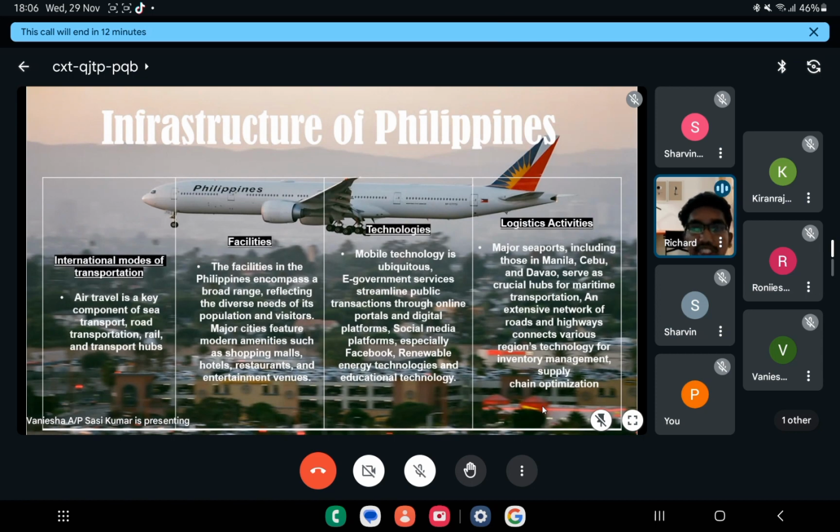And the last one is logistic activities. Logistic activities in the Philippines play a pivotal role in facilitating the movement of goods and services across the archipelago. Major seaports, including those in Manila, Cebu, and Davao, serve as crucial hubs for maritime transportation, handling the import and export of goods. Thank you.